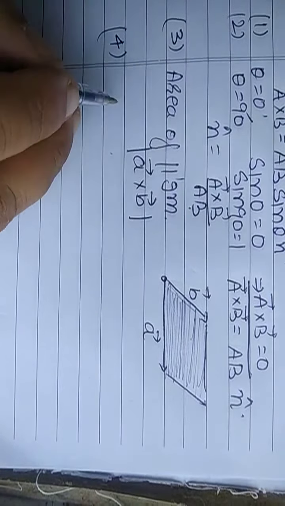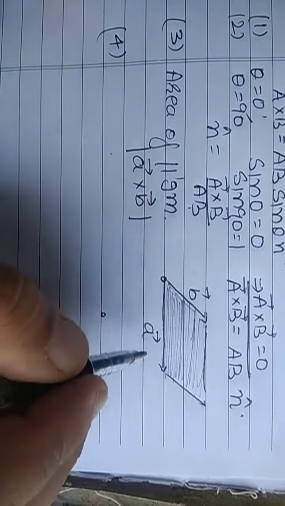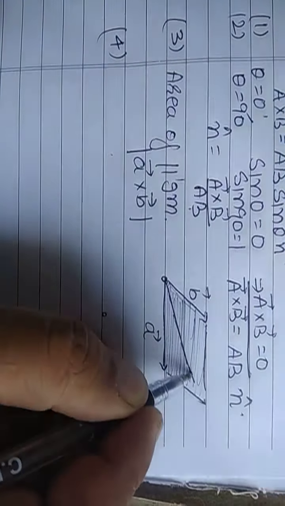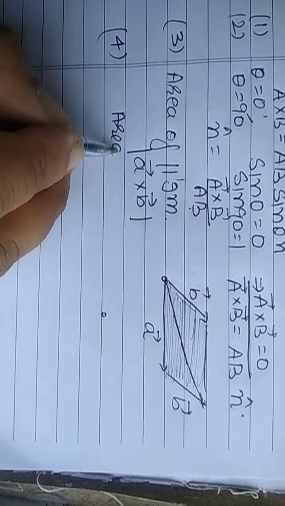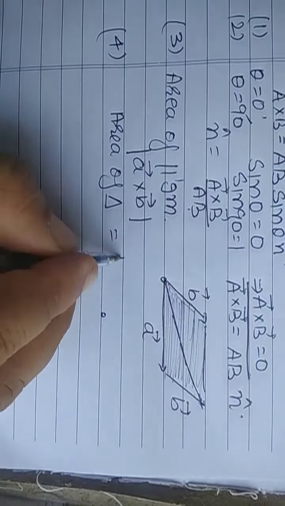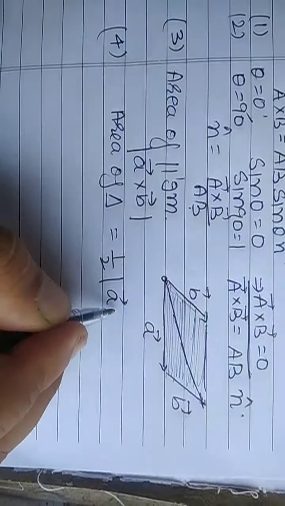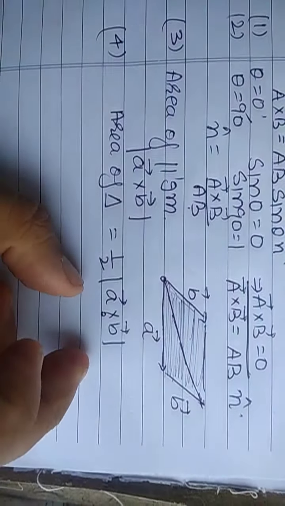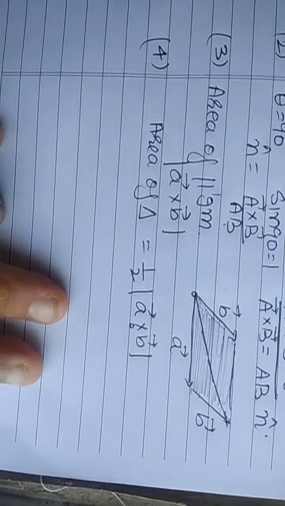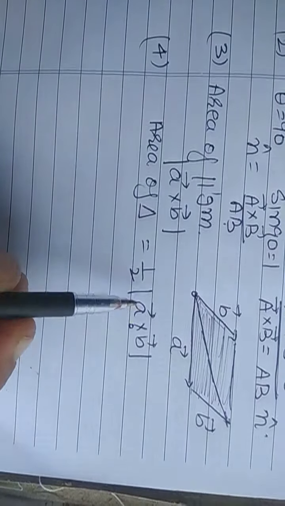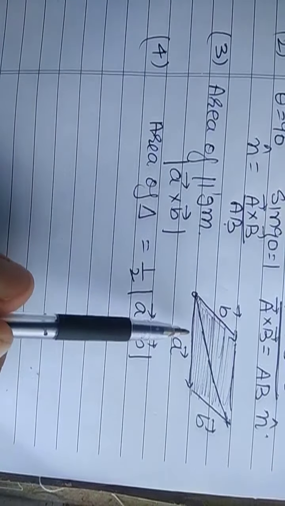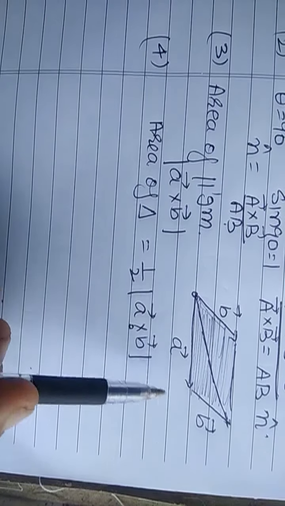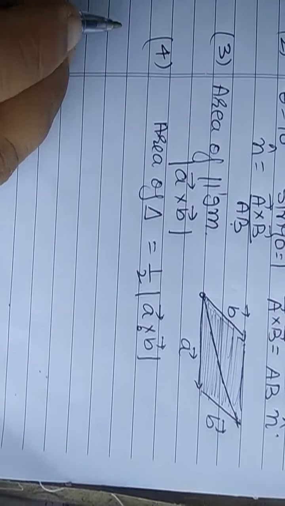Similarly, if instead of this, these two sides are the sides of a triangle, A vector and B vector, now its area will be equal to, area of a triangle will be 1 by 2 magnitude of A vector cross B vector, divided by 2. This is only possible if A vector and B vector are given to you as the two adjacent sides of a triangle as well as parallelogram.